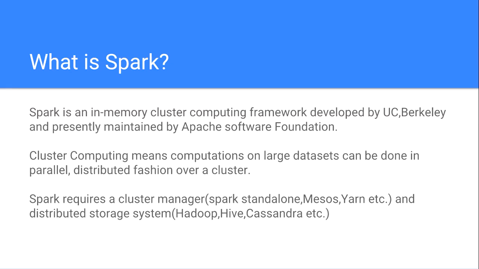If you are new to the Spark framework, the first question that comes to your mind is: what is Apache Spark? Apache Spark is an in-memory cluster computing framework which was developed by UC Berkeley and is presently maintained by the Apache Software Foundation. When I say in-memory cluster computing framework, what does that mean? It means that the computations are done in parallel on a large number of nodes or machines in a cluster, and all the operations are done in memory rather than on disk. This provides performance to the Spark framework.